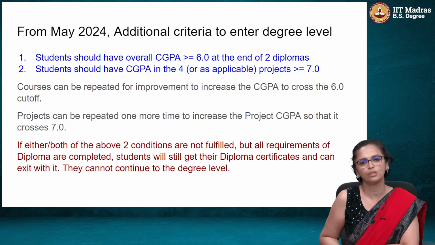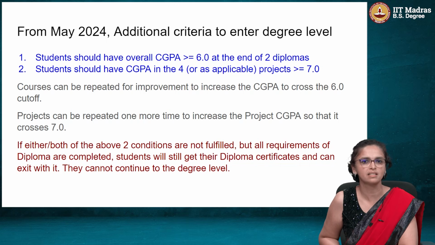So, in case you have a CGPA of less than 6 at the end of 2 diplomas, how do you get into the degree level?